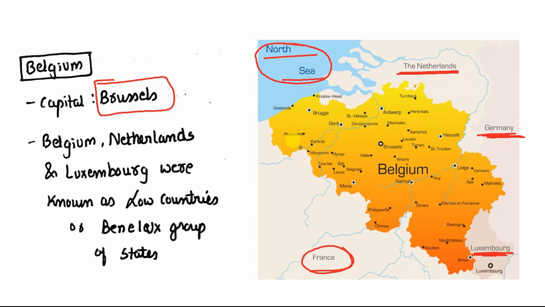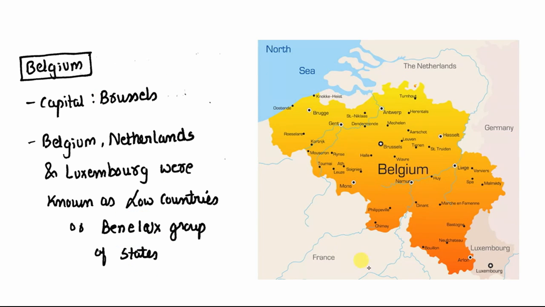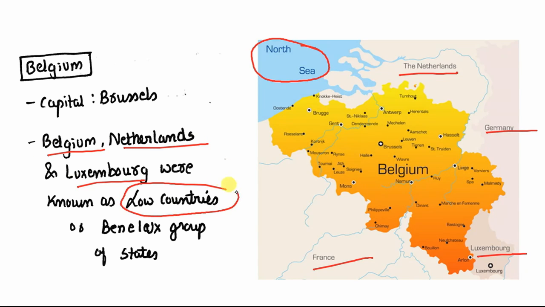Belgium, Netherlands, and Luxembourg were known as Low Countries. These all three were together called Low Countries. Now it is called Benelux Group of States. Belgium, the capital is Brussels. The bordering countries are Netherlands, Germany, France, Luxembourg, and it has the North Sea on its northwest. And Belgium, Netherlands, and Luxembourg together were called Low Countries, and now it is Benelux Group of States.